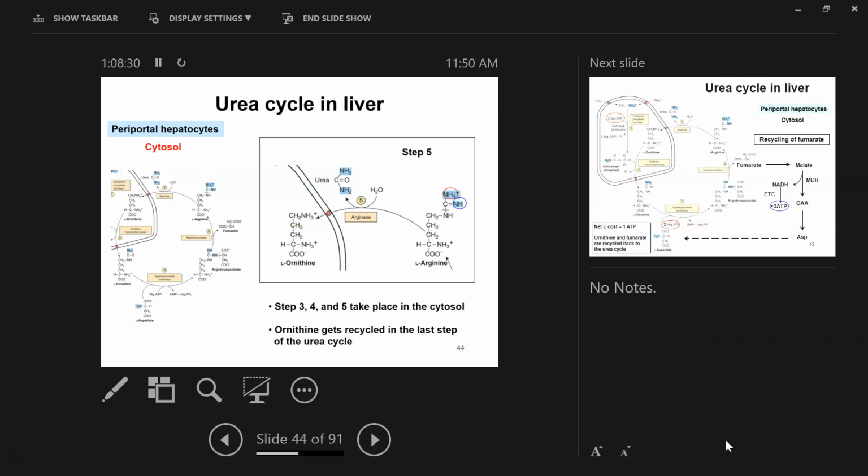And the use of ATP: so far there are two steps that require ATPs. The first step requires two ATPs, and the third step also requires two ATPs, right? So four ATPs are required for the urea cycle.